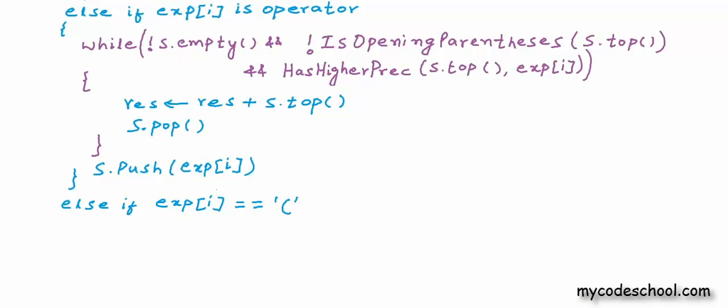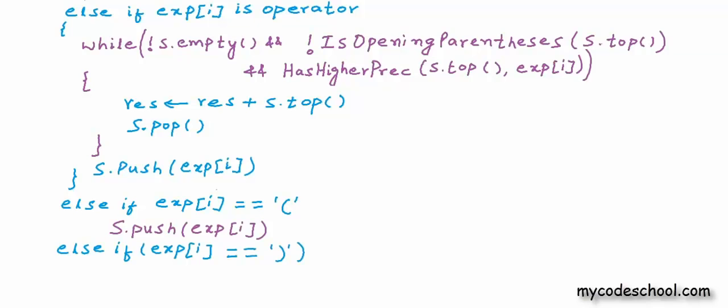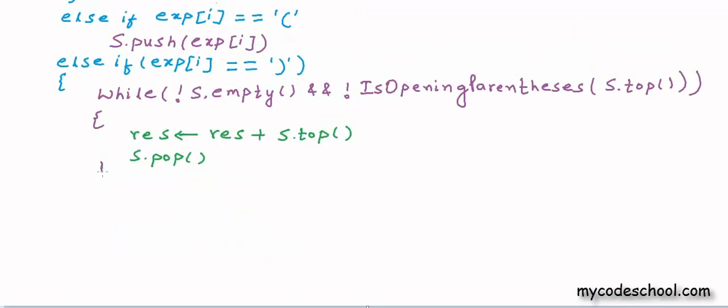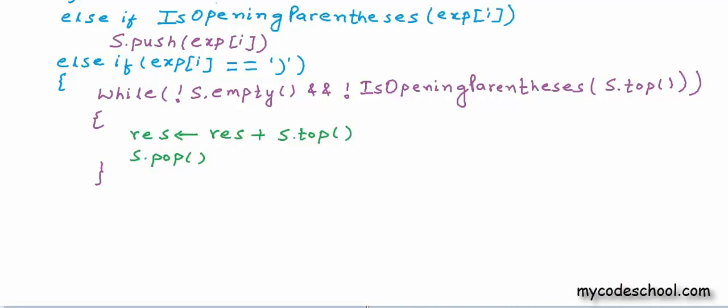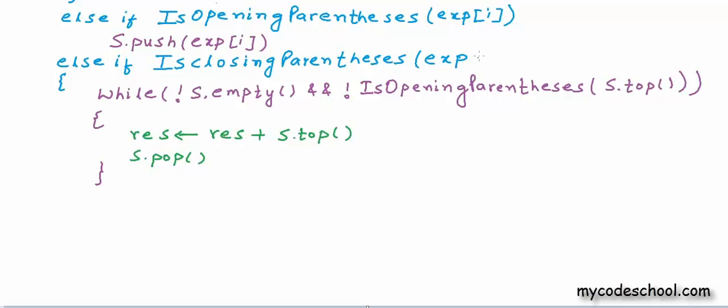If it's an opening parenthesis, we should push, else if it's a closer, we can go on popping and appending. Let's say this function is opening parenthesis. We'll check whether a character is an opening parenthesis or not. In fact, we should use this function here also when I'm checking whether the current token is opening or not, because it could be an opening curly brace or opening bracket also. This function will then take care. And similarly for this last else if, we should use this function is closing parenthesis. Okay, things are consistent now.